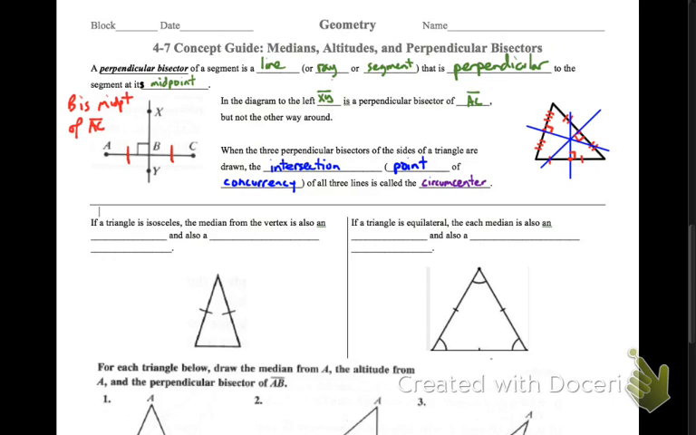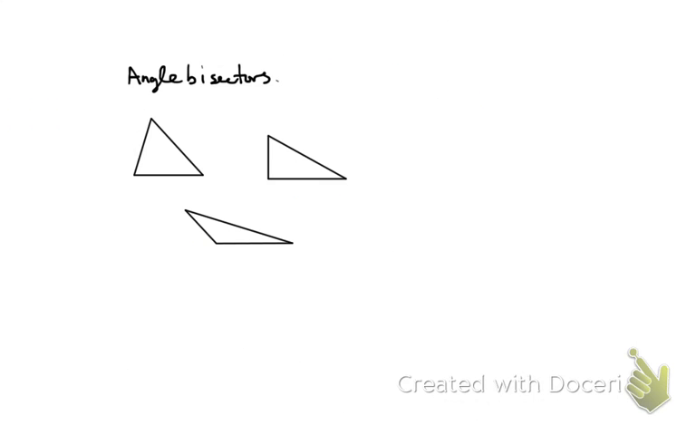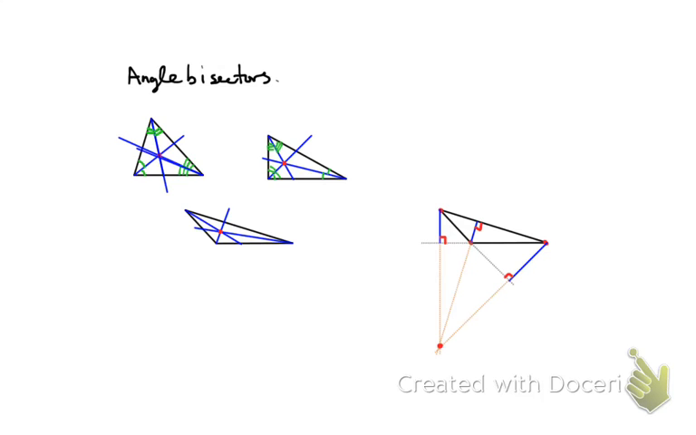Let me pause what we're doing here for just a second. Take a break from your notes here. I just want to show you something. Angle bisectors of triangles matter too. They will intersect at another center. There's actually 4 centers. The centroid, the circumcenter, the orthocenter, and then this center as well.